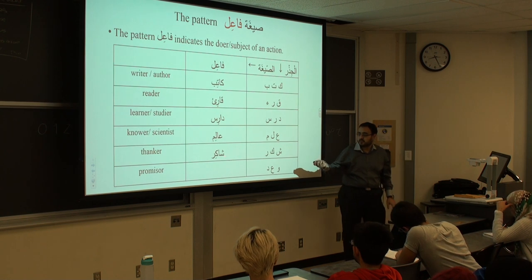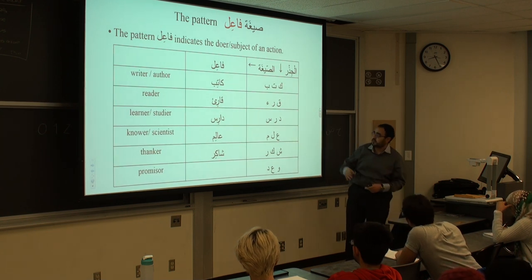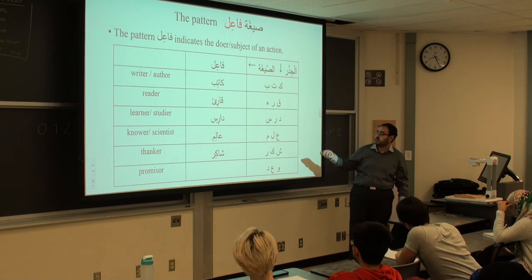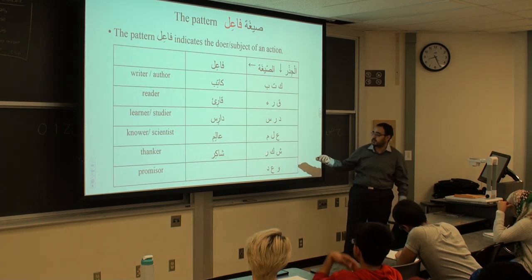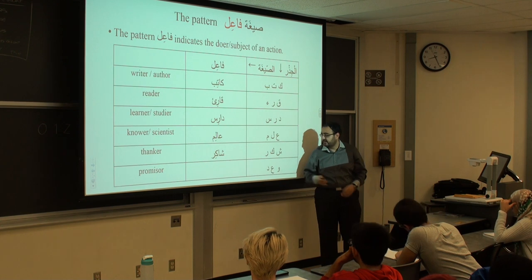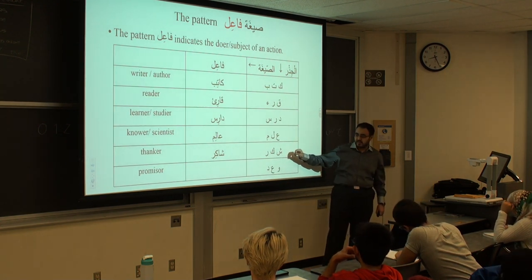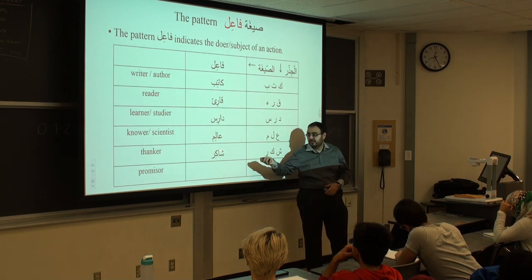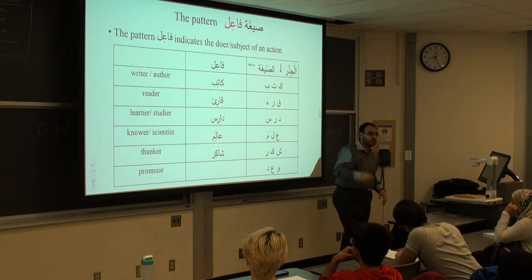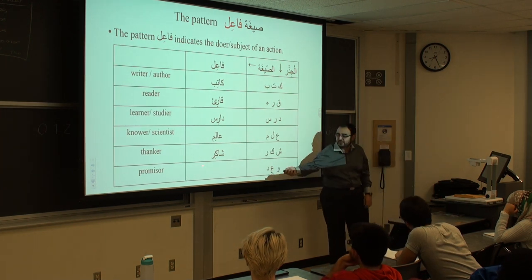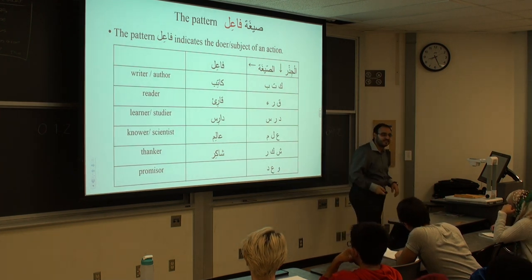Next one. Shakir. Exactly. So replacing the fa with the first letter, ayn with the second letter, lam with the third letter. So it will be Shakir. This root, sheen, kaf, ra, it has to do with thanking. So Shakir will be the one who thanks or the thanker. Okay. And Mani, last one, you'll tell us what's missing.